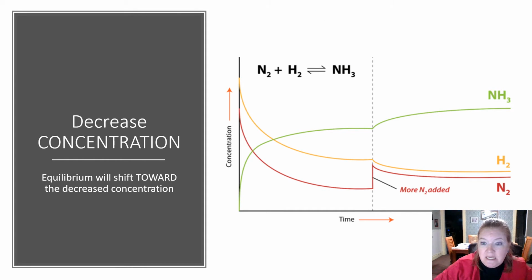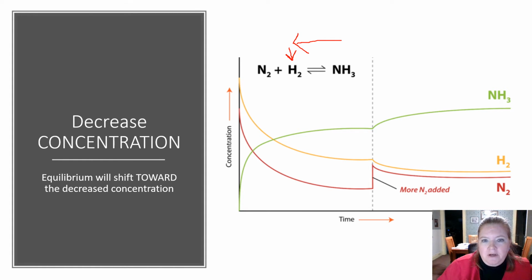So what if you decrease the concentration? Well, equilibrium is going to shift toward the decreased concentration. Like, oh no, we don't have enough, hurry, make more, okay? So for example, if I decrease the amount of H2, the equilibrium will shift toward that side, and I'll start to make more H2, more N2, and we'll be using up NH3.